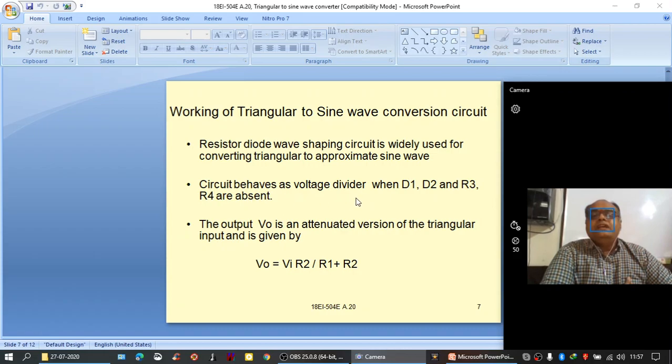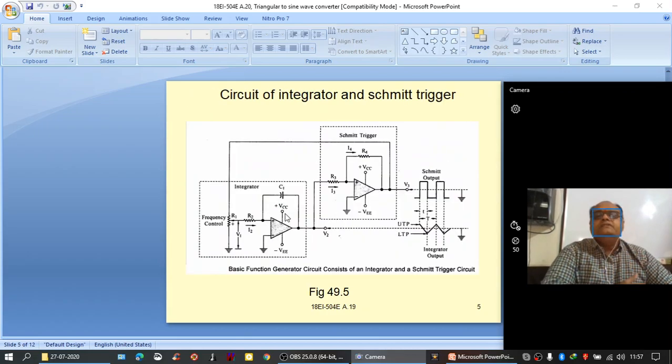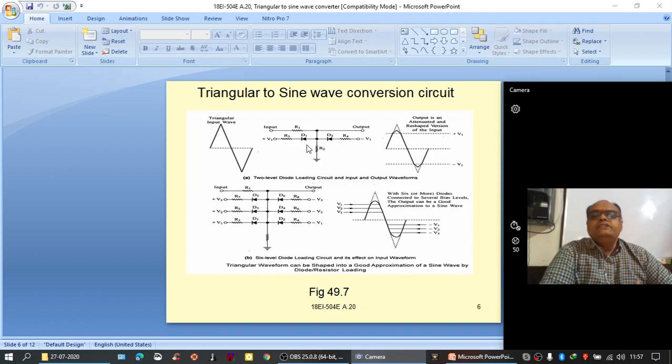The circuit behaves as a voltage divider when D1, D2 and R3, R4 are absent. That is, when this portion is not there, D1, D2, R3, R4 and voltages minus V1, plus V1 are not there. Here, with R1 as input and R2 connected to ground, the output is nothing but input divided by R1 plus R2, into R2. That means a portion of the input is made available at the output. So, input is applied across a potential divider, we can say.